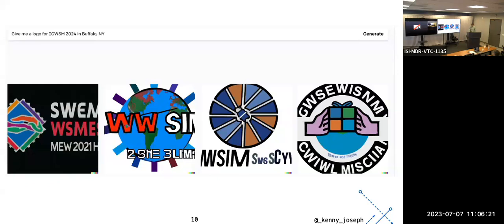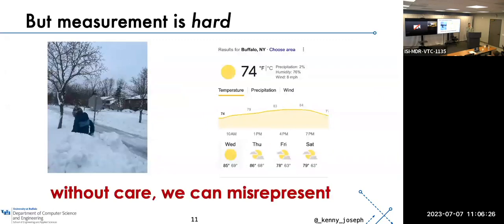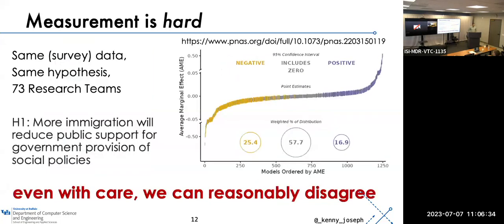Okay. So measurement's important. Measurement is hard, right? So either intentionally or unintentionally, if we do bad measurement or sketchy measurement, we can misrepresent the truth, right? Even if we're not actively trying to misrepresent, we can at least disagree, right? So this is from a PNAS paper that I'm sure a lot of you know about.